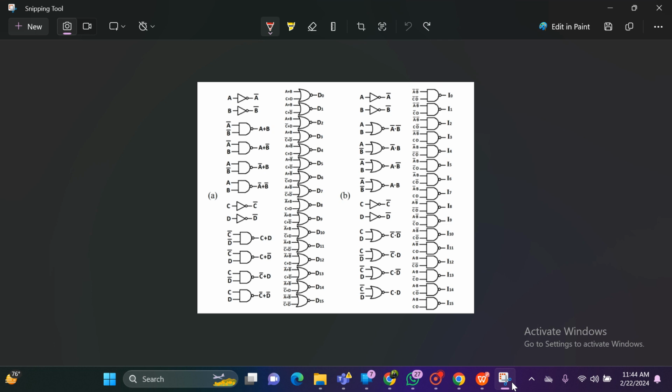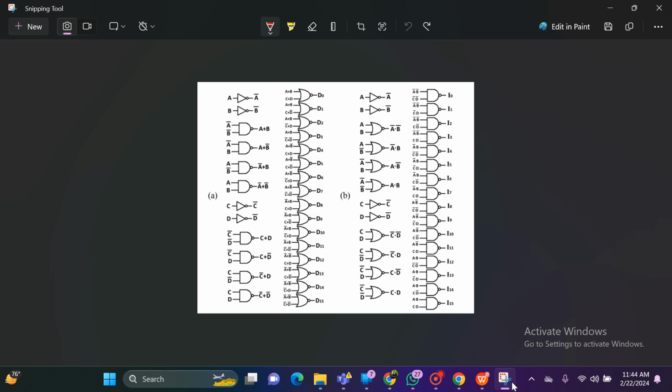In this way we need to minimize it. So the minimization is given there. That comes from Boolean algebra and all those things. So A plus B bar, then next A bar plus B bar. Then here also C plus D, C plus D bar, C bar plus D, C bar plus D bar.